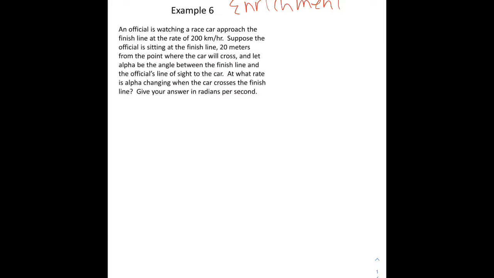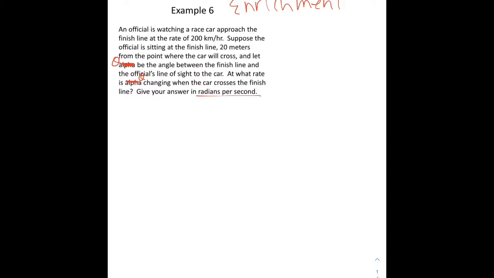All right, an official is watching a race car approach the finish line at the rate of 200 kilometers per hour. Suppose the official is sitting at the finish line 20 meters from the point where the car will cross, and let alpha be the angle between the finish line and the official's line of sight to the car. We'll go ahead and just make that theta. Every year that bothers kids, so let's just make it theta. All right, at what rate is theta changing when the car crosses the finish line? Give your answer in radians per second.